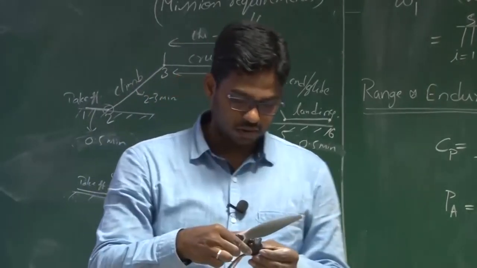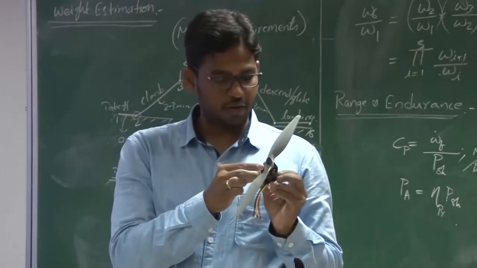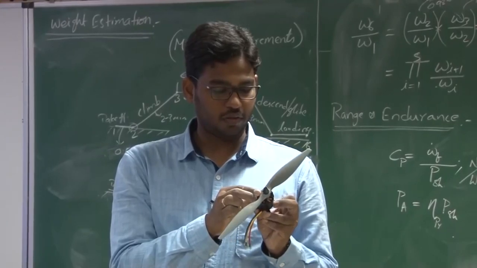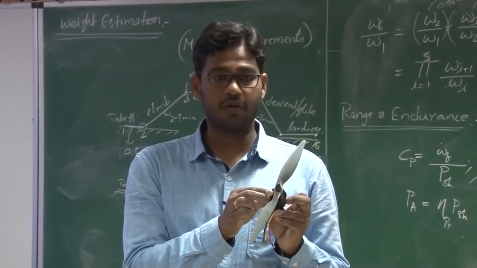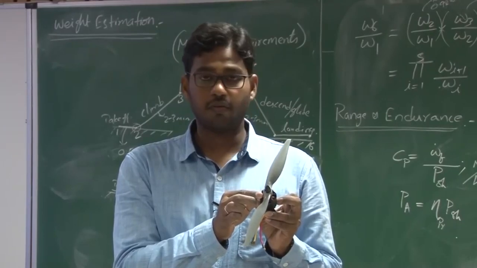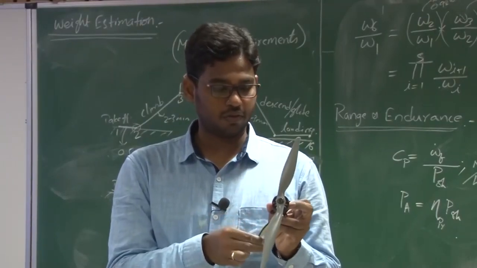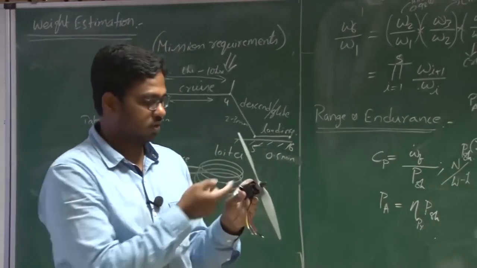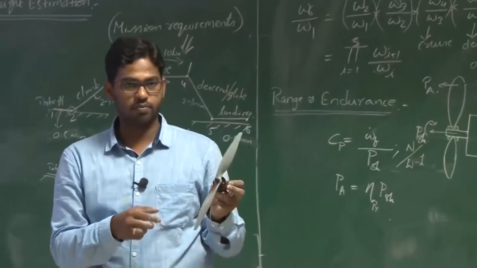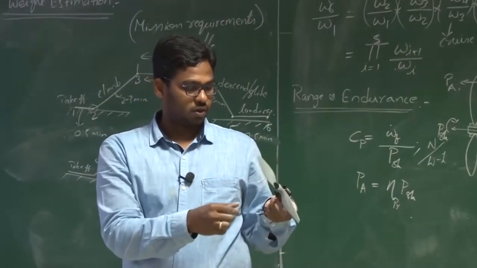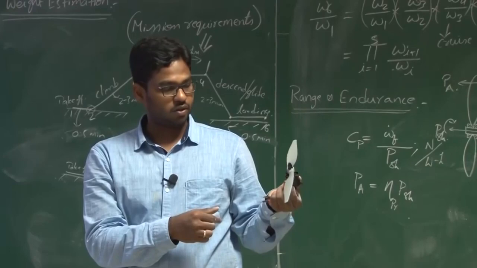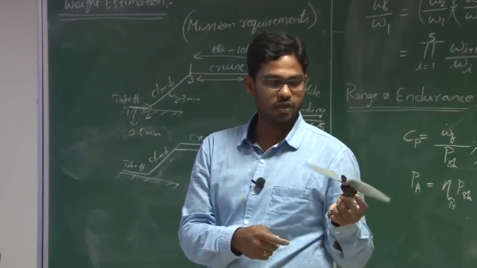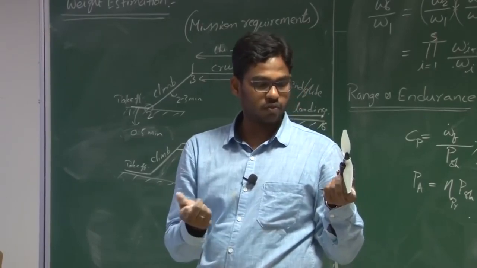So this is typically a 1100 kV motor, right? Which means it has an RPM of 1100 per volt, right? So when you are operating this with a 4-cell battery, which is approximately 12 volts, you have to multiply the corresponding RPM, right? And that's a maximum kV, right? And it will deliver a thrust of 2 kg, right? When operated using a 12 volts battery.